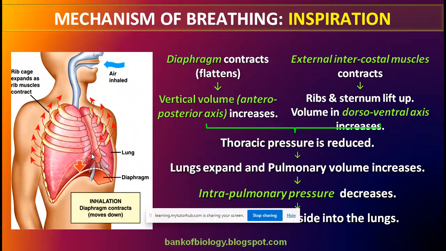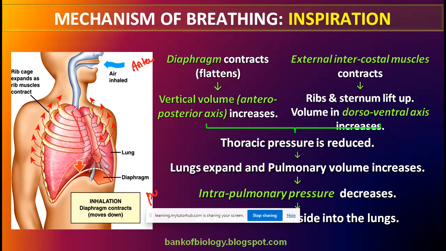Here it is. This is the sternum, and these are the ribs which attach to the sternum. And as I said earlier, the lungs are completely packed, attached to the vertebral column, sternum, ribs, and the dome-shaped diaphragm. So when the diaphragm contracts and becomes flattened, the vertical volume increases, along the anterior-posterior axis. This is the anterior side and this is the posterior side.